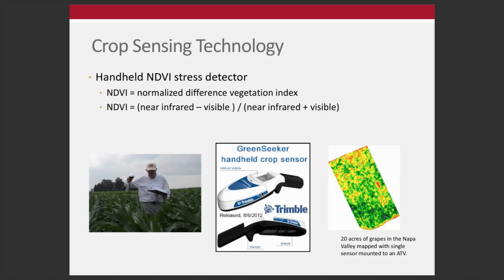I'm not entirely sure, but the idea is that you would walk over corn rows when they're maybe knee or waist high. You get readings, and the reading is going to go from somewhere from 0 to 1. And that is going to be an indicator of how green the plant is. It's this ratio of near infrared wavelength minus the visible wavelength divided by the near plus the visible.